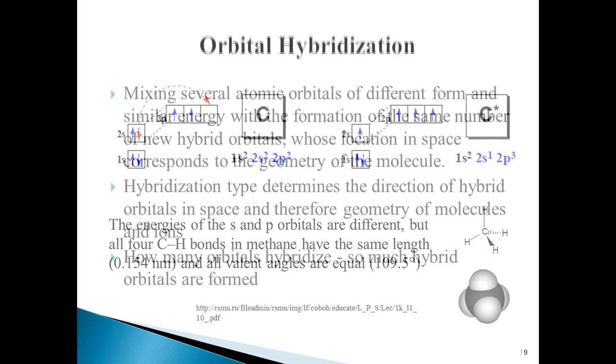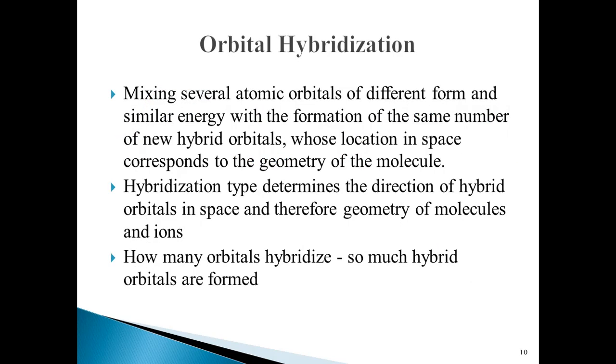Orbital hybridization is the mixing of several atomic orbitals of different form and similar energy with the formation of the same number of new hybrid orbitals, whose location in space corresponds to the geometry of the molecule. Hybridization type determines the direction of hybrid orbitals in space and therefore the geometry of molecules and ions. As many orbitals hybridize, so many hybrid orbitals are formed. Most importantly, we have sp3, sp2, and sp hybridization.